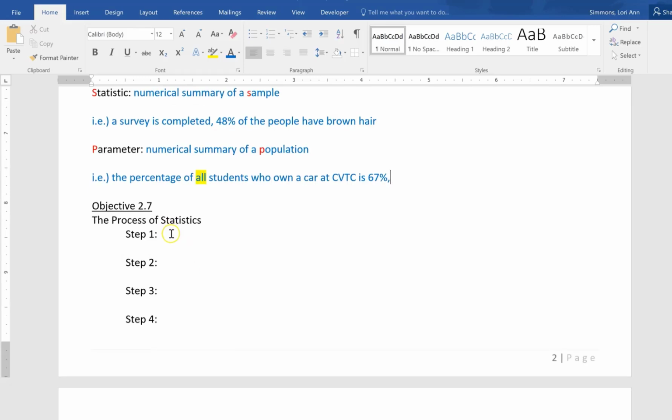Moving on to the process of statistics, the first step is to identify the problem. So this should clearly specify the population to be studied.